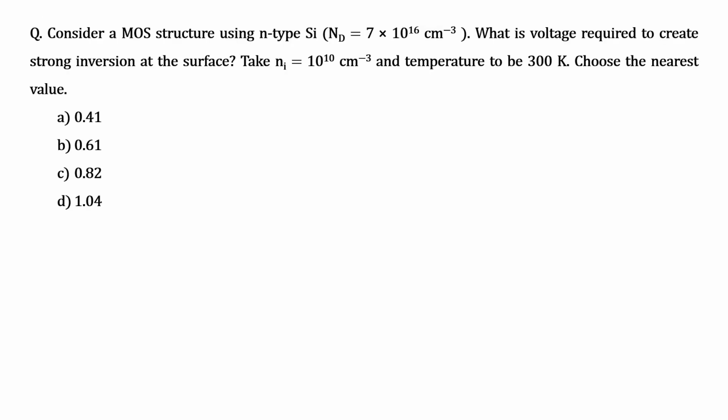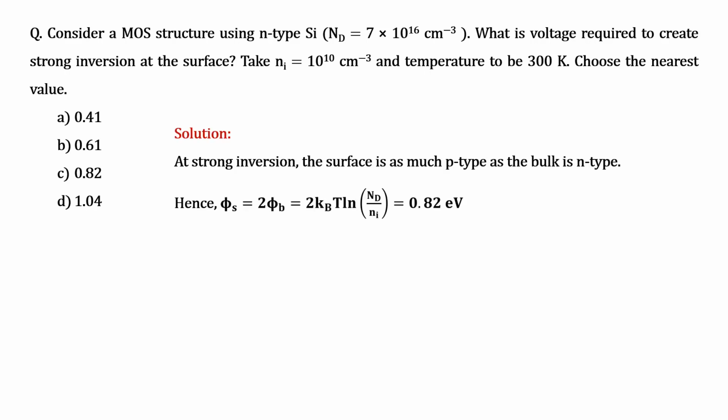Next, consider a MOS structure using N-type silicon again. What is the voltage required to create strong inversion at the surface? Again Ni and temperature are given. This is also a solved one, right? Yes, ma'am. For strong inversion, the intrinsic voltage should be doubled, so 2 times kT ln(ND/Ni) will come.